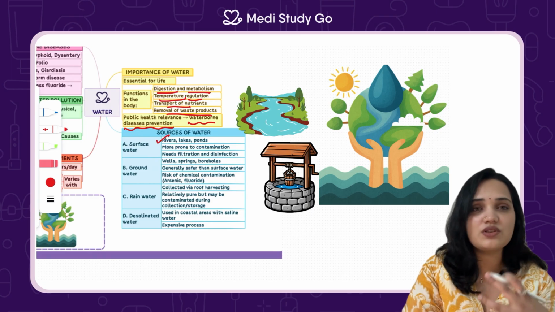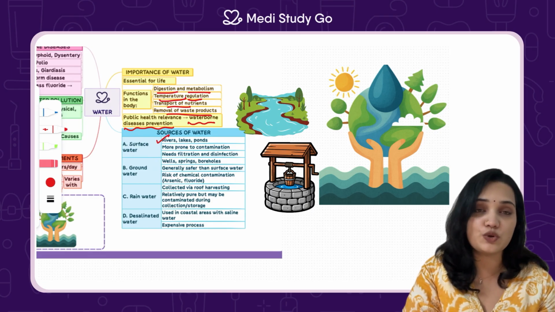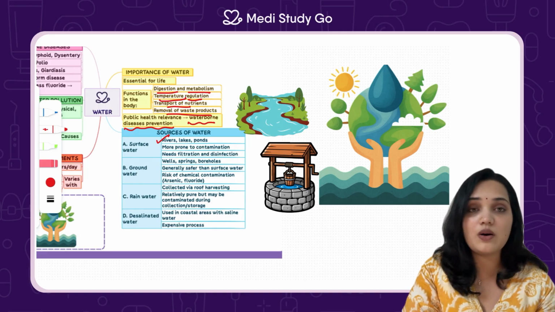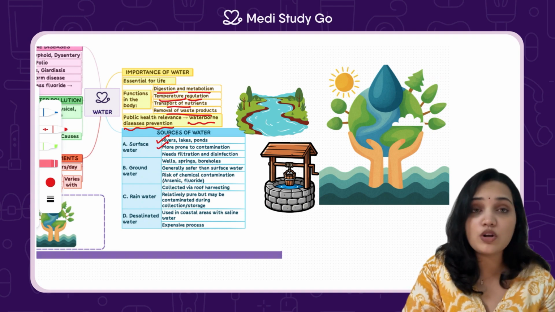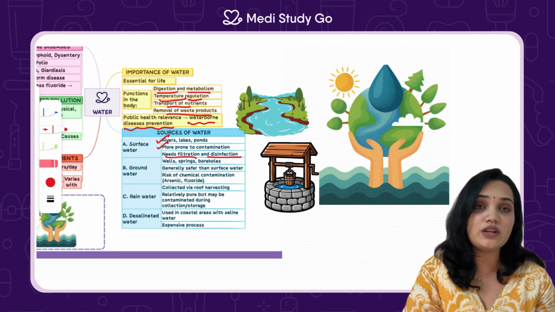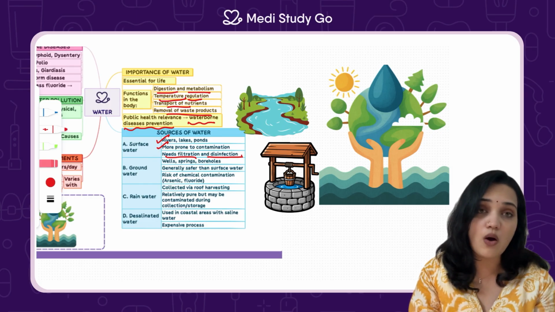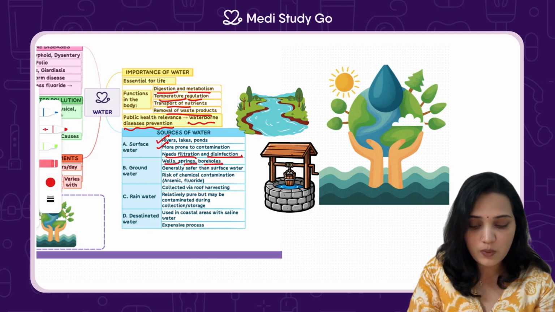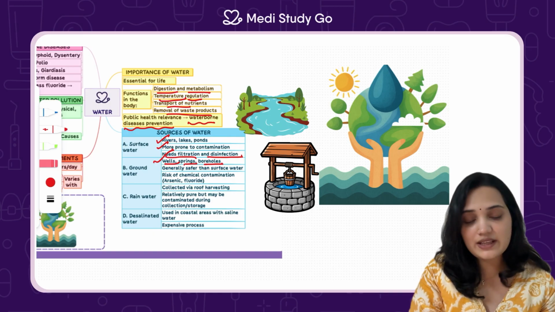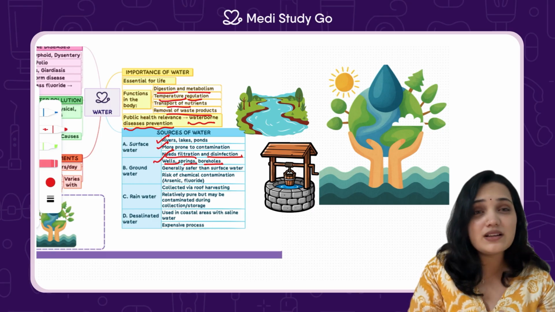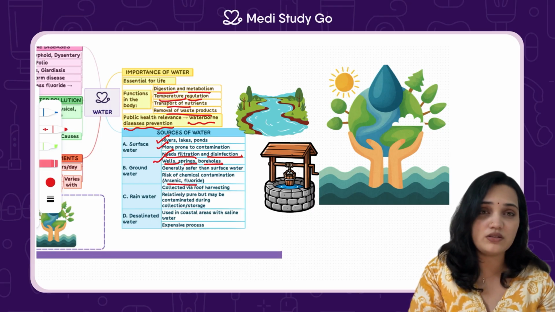First, what are the sources of water that humans usually consume? One is surface water. So the examples of this are our rivers, our lakes, our ponds. These sources are more prone to contamination and they usually require treatment before drinking. Then we have another source, that's our groundwater. This is our wells, our springs, our boreholes. They're generally safer than the surface water, but they also may contain chemical contaminants like arsenic or fluoride.